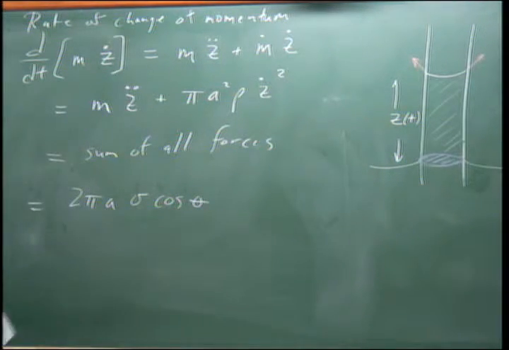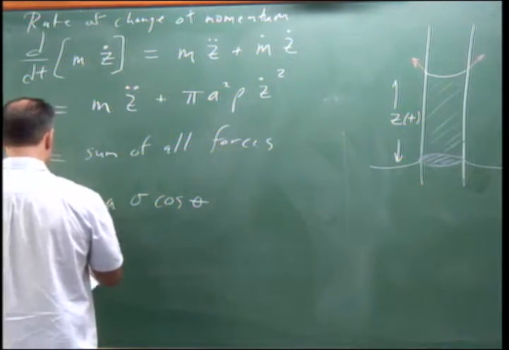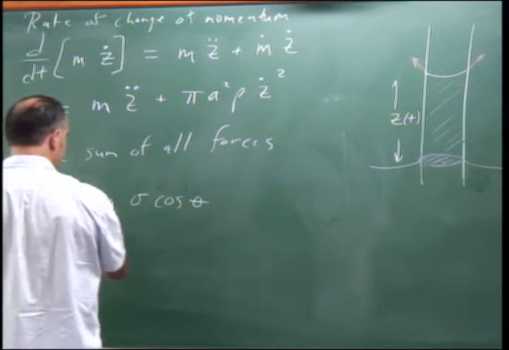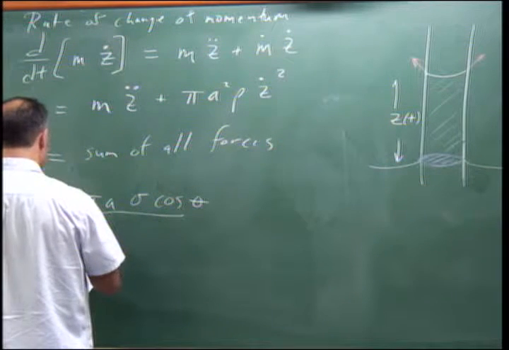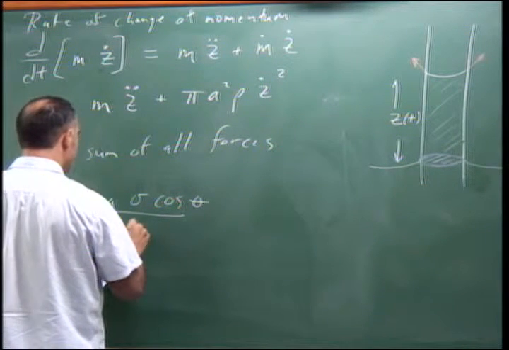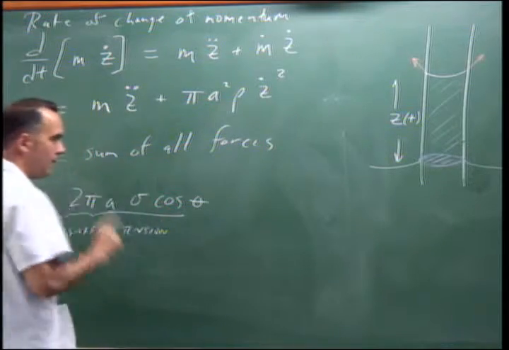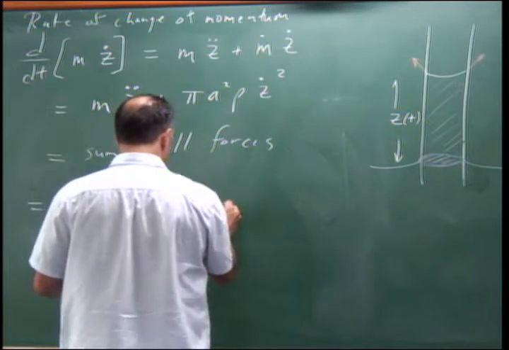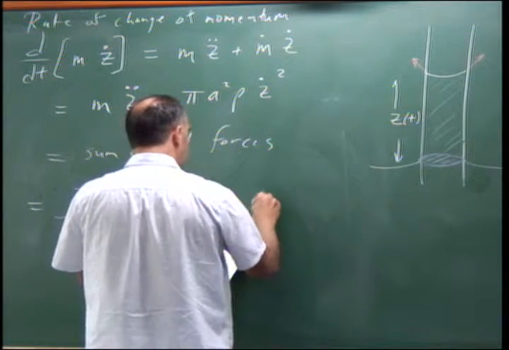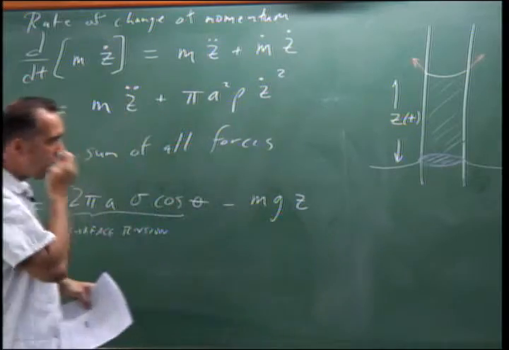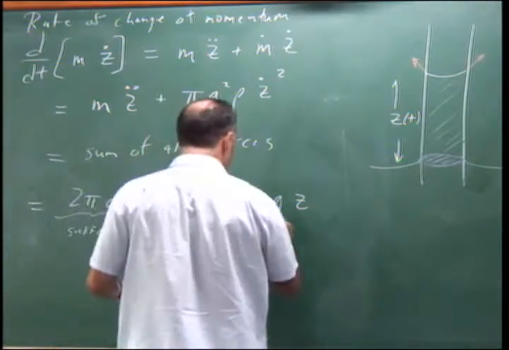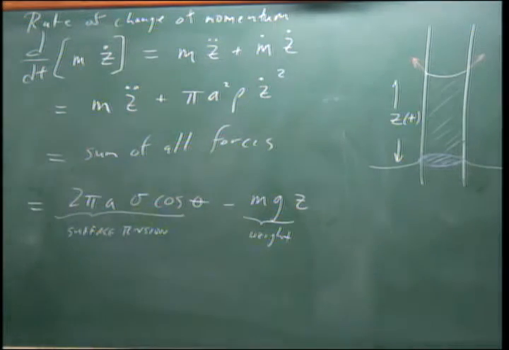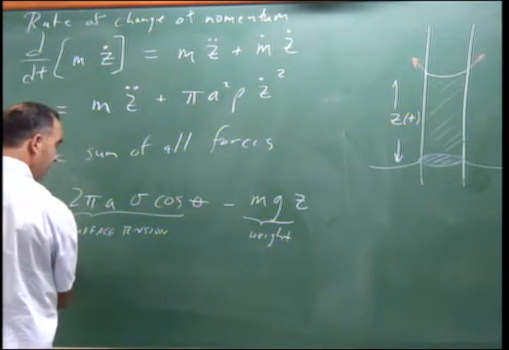Okay. So that, last time, that's basically the line tension integrated around the contact line. Okay, so that's acting vertically. We have the weight of the column. Okay, so what else do we have?